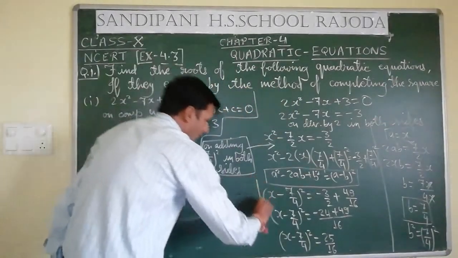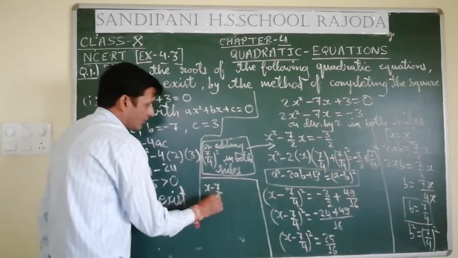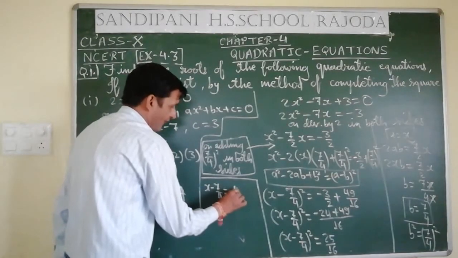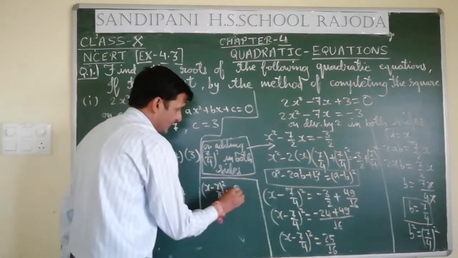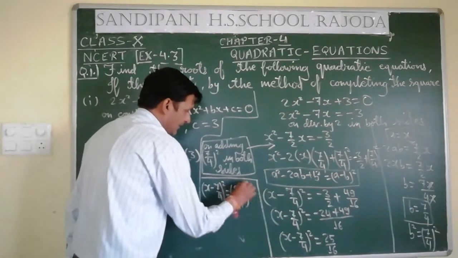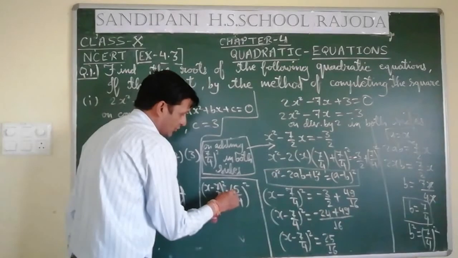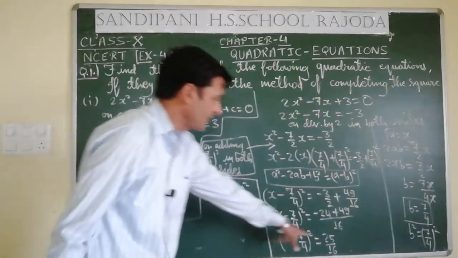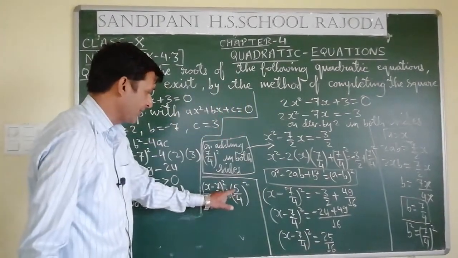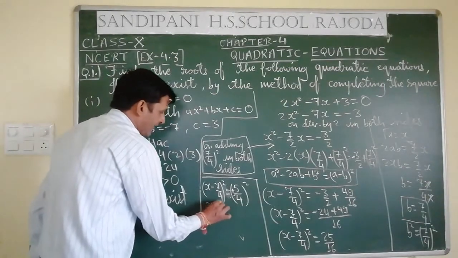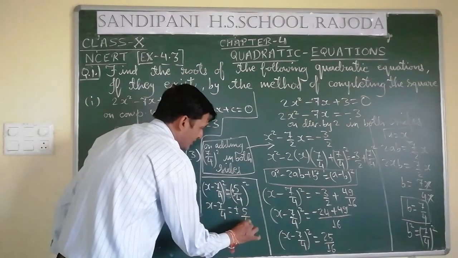Now what will be the final conclusion? We may write (x - 7/4)² is equal to (5/4)². But it may be positive also and it may be negative also, so you may write the plus minus sign both here. 5/4 squared is 25/16 and minus 5/4 squared is also 25/16. That's why we have to write the plus minus sign. So x minus 7/4 is equal to plus minus 5/4, because the squares are cancelled.